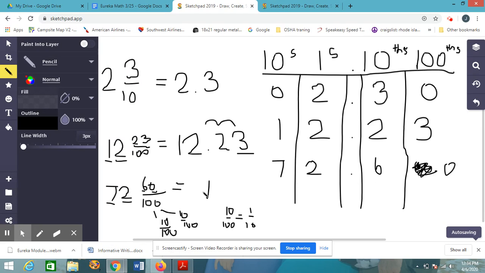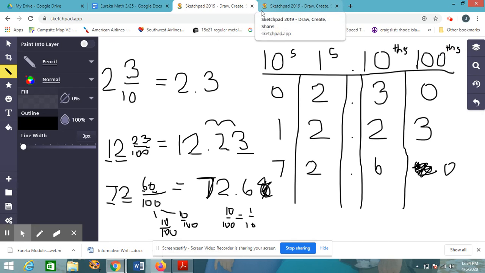72, so 72 and 60 hundredths. Oop, that's my 7. Take it back. I'm not getting neater with my handwriting on this. 72 and 60 hundredths, or saying the same thing, 72 and 6/10ths. And so technically nothing's even here, so we wouldn't even have to write that. But if it helps you understand that that was hundredths, feel free to do that.